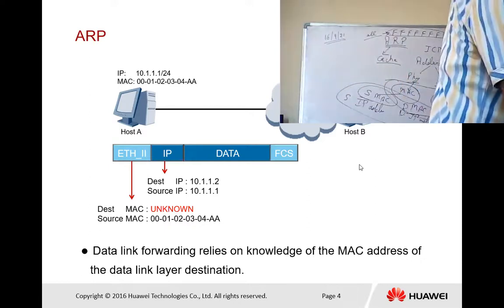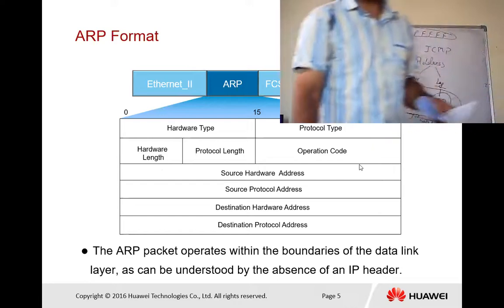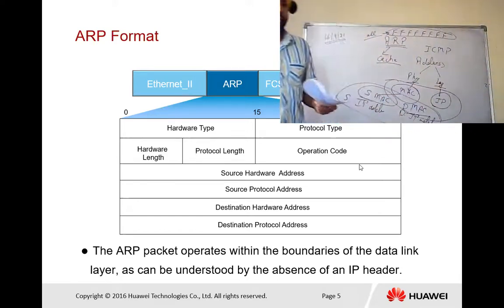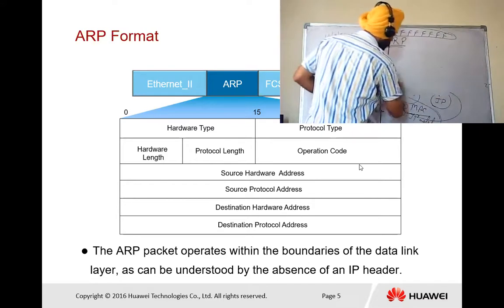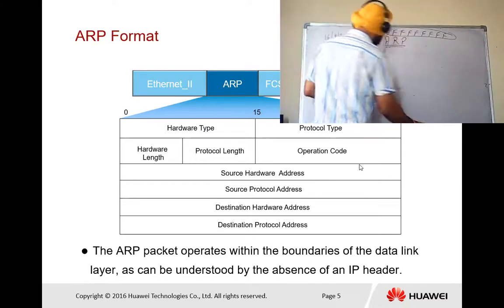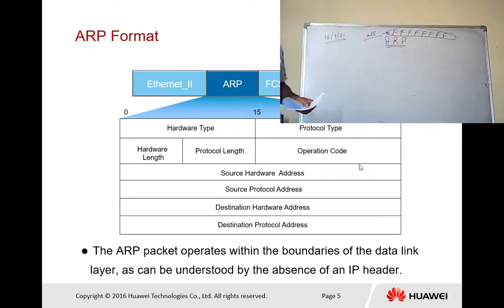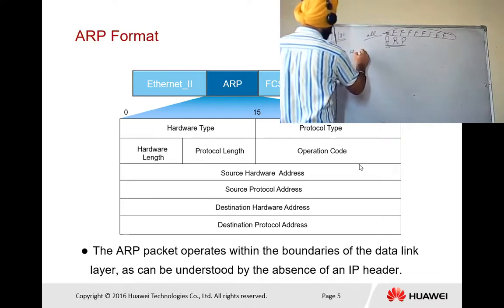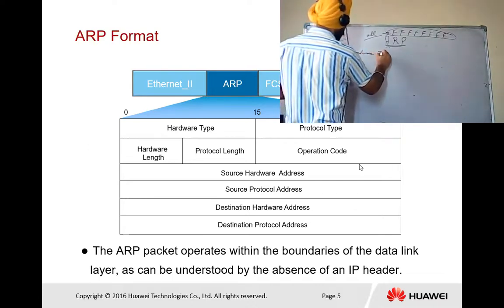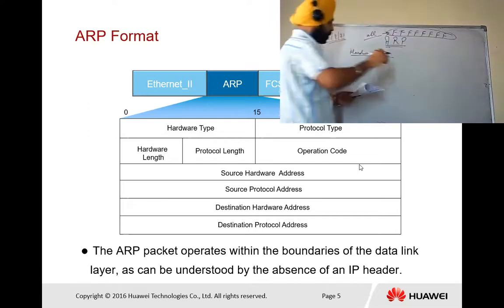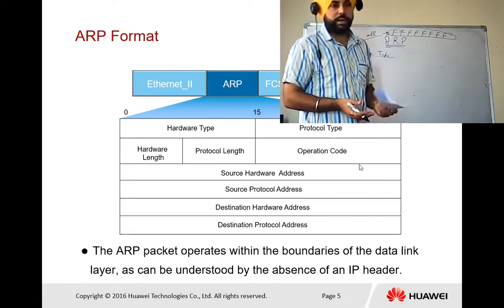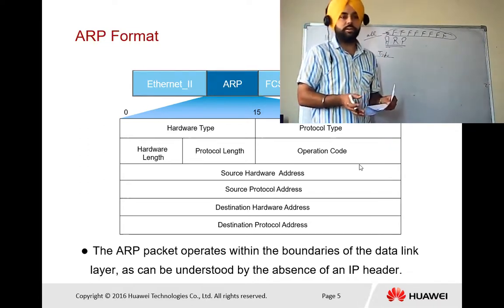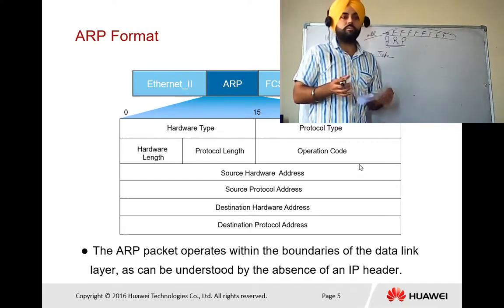So next we have the ARP format. In this case, with the Ethernet packet, we are talking about the ARP frame format. First is the hardware type. What does it mean? Hardware type means your Ethernet. That means we are talking about the Ethernet part. That is the example of hardware type.